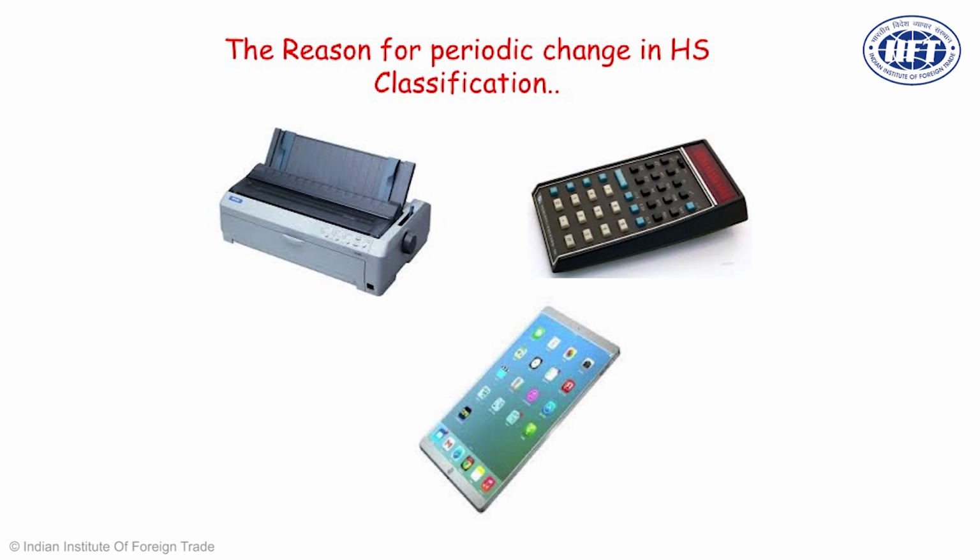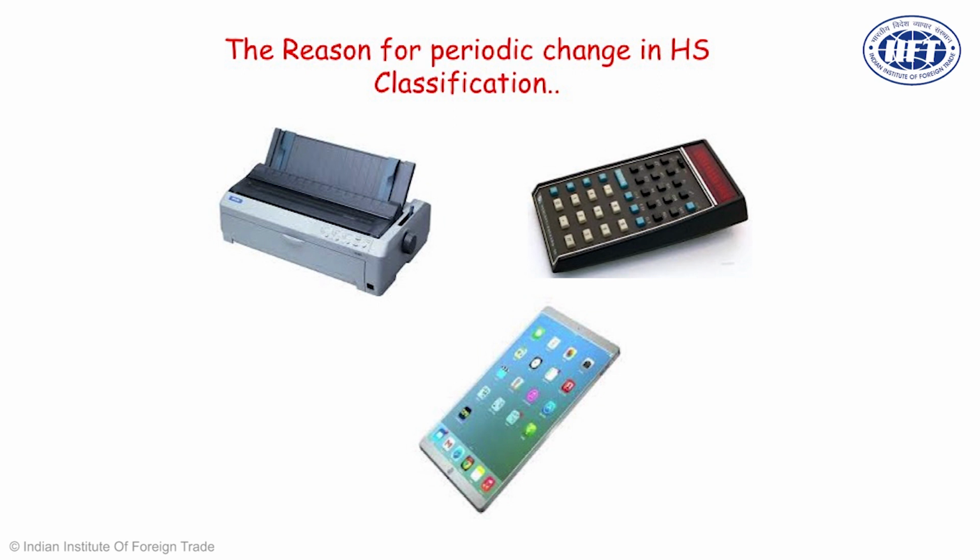It's the subheadings at the 6-digit level which change. Why? Because some new products are coming into international business, and some old products are going out of business. A good example would be the dot matrix printer, which was being traded during the 90s. Now nobody trades in that. The iPhone was not being traded in the earlier period, but today it's one of the major traded items. So we require a code for the new one, whereas the earlier traded product will go out of business.